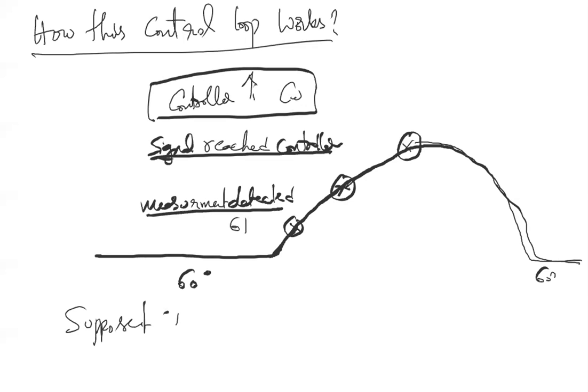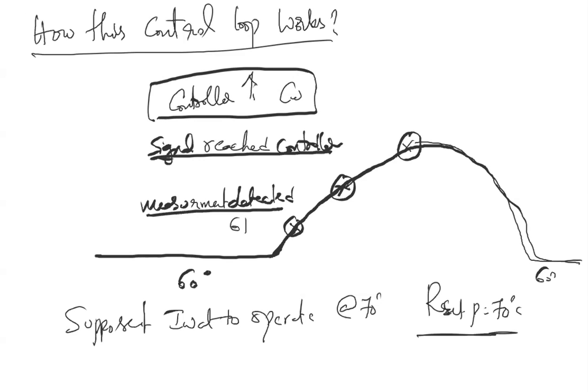Now, suppose I want to operate at 70 degrees, then you simply change the set point to 70 degrees centigrade. Then the temperature, which is at a steady state of 60 degrees, will go back and then settle at 70 degrees. So if you want to operate the reactor at 70 degrees, then you change the set point.